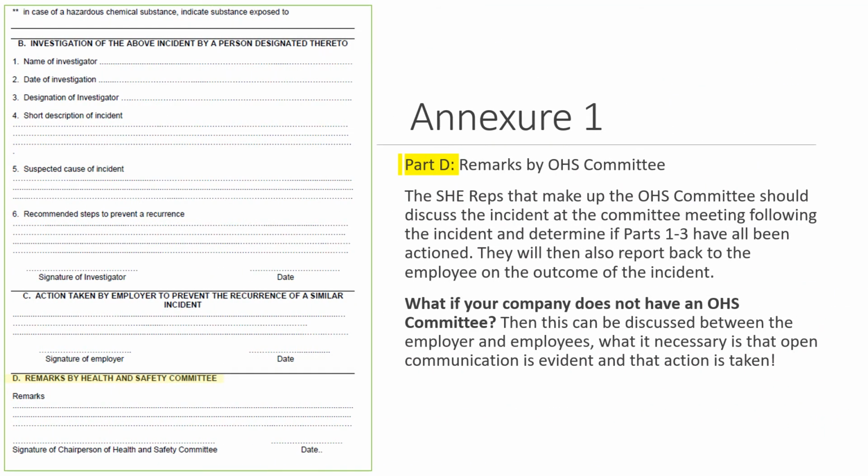Part D of the Annexure 1 are the remarks by Health and Safety Committee. All SHE-reps that make up the Health and Safety Committee should discuss the incident at the committee meeting following that incident, and then determine if parts 1 to 3 have been actioned. They will then also report back to the employee on the outcome of the incident.